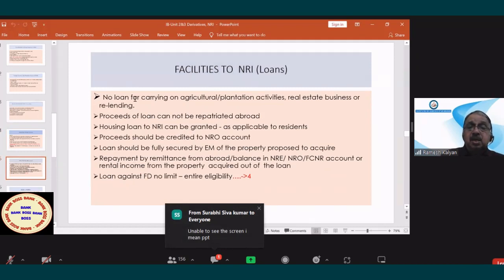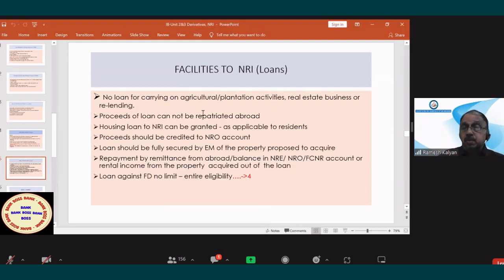Facility to NRI, this is very important. No loan should be given for agricultural plantation, just like I told you. The proceeds of a loan cannot be repatriated abroad. A loan can be credited only to the NRO account. We will be crediting that; we know. Housing loan is permitted. Loan should be secured by EM. That you all know. This is very important. Loan against a fixed deposit has no limit. Whatever the 90% eligibility means, whatever be the amount, 90% we can give. Absolutely, there is no restriction.